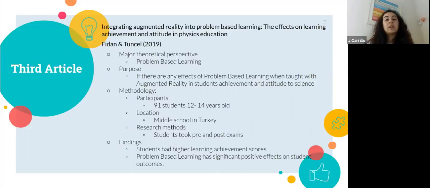And the location that they studied this was in a middle school in Turkey. The research methods that they used were they had the students take pre- and post-test exams. The findings that they found at the end of this research was that students had higher learning achievement scores, and that problem-based learning had significant positive outcomes on students. So students that were using problem-based learning were well engaged, they were more active participants in the whole entire program, and they saw the achievement scores go up as well.